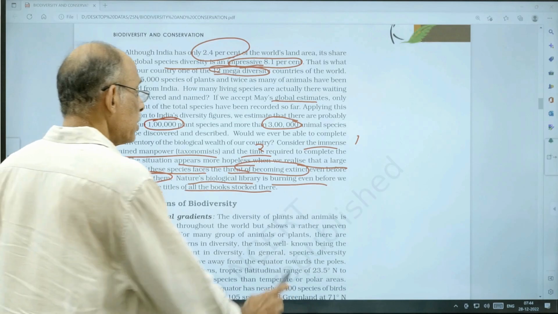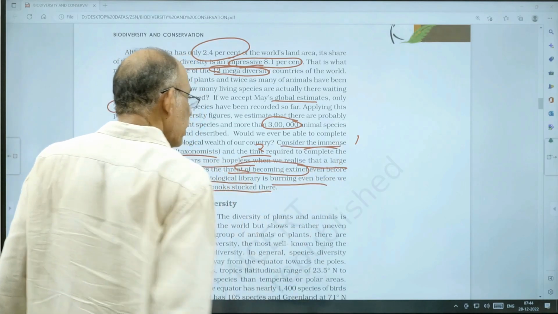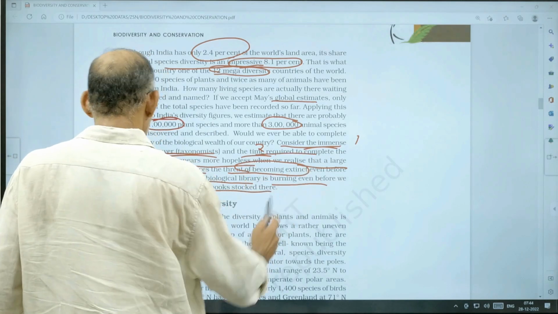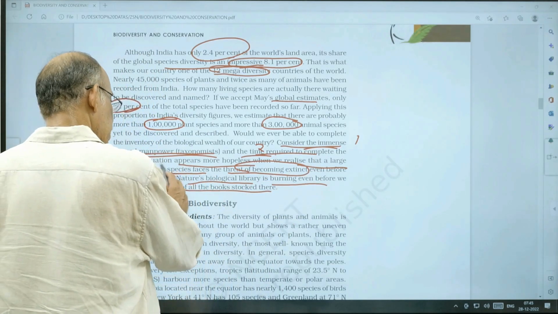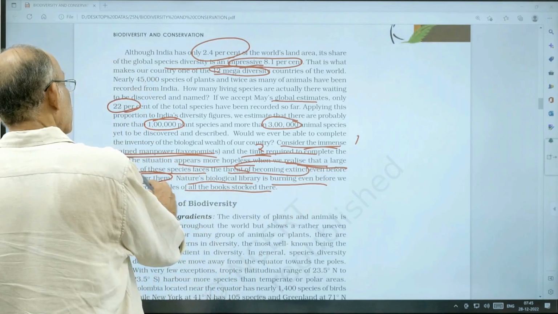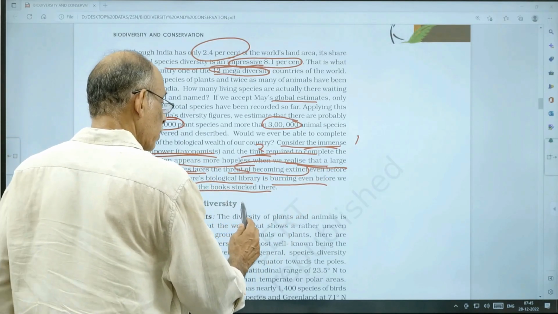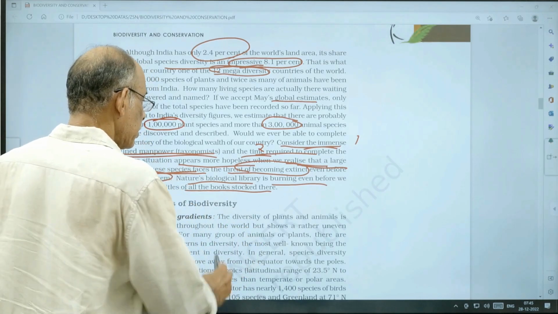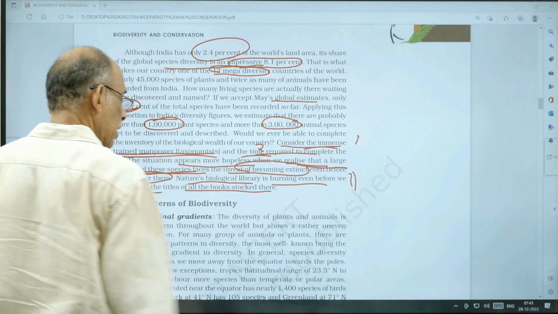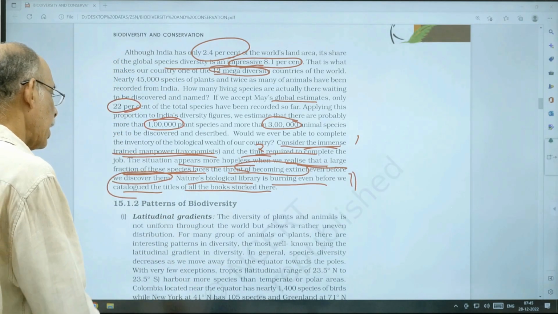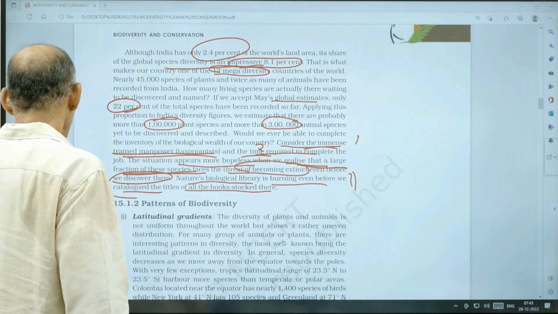So, three reasons. Number one, consider the immense trained manpower and time required to complete the task. And the situation appears more hopeless when we realize that a large fraction of these species are threatened with becoming extinct even before we discover them. Nature's biological library, this is a good statement, is burning even before we catalog the titles of all the books stocked there.